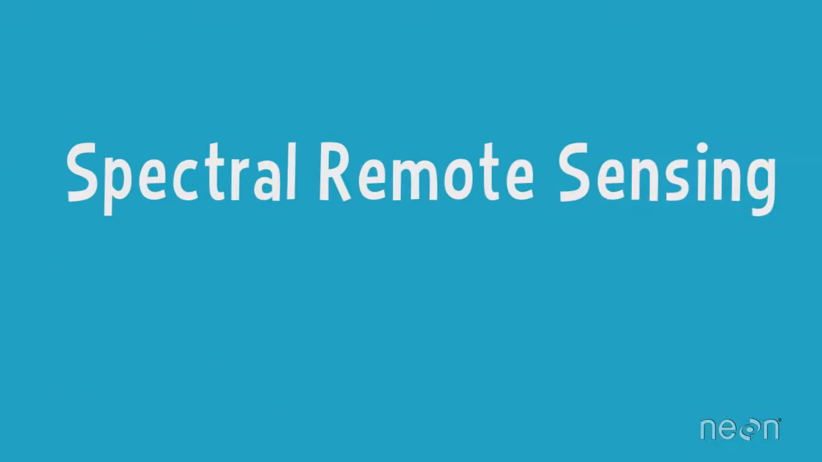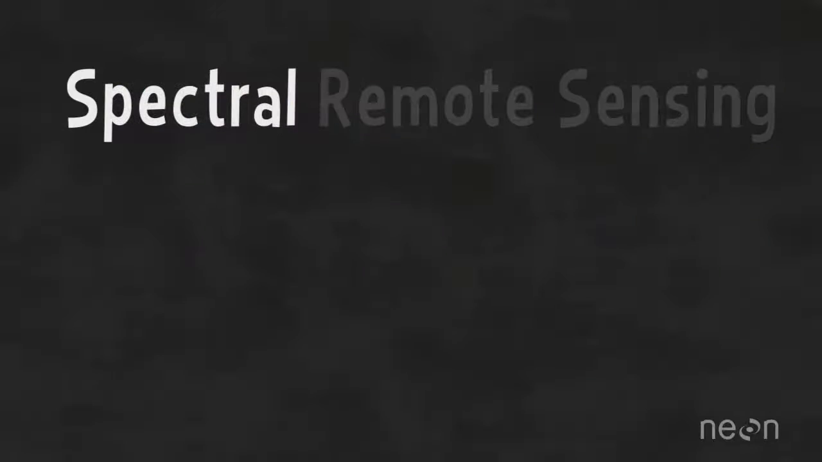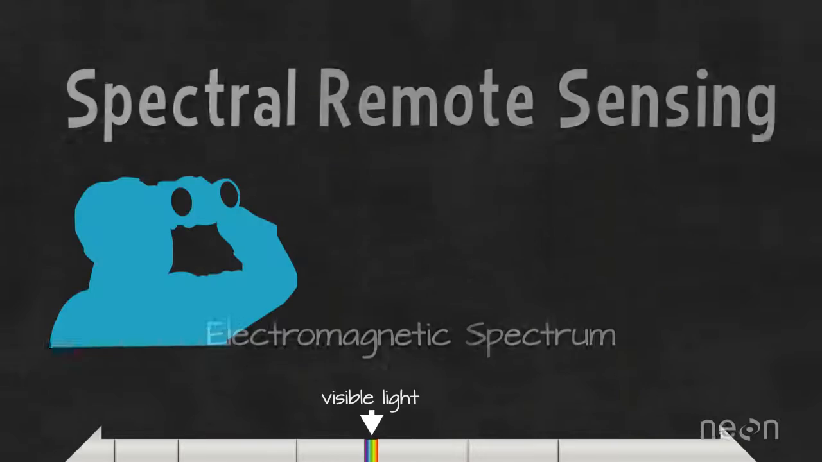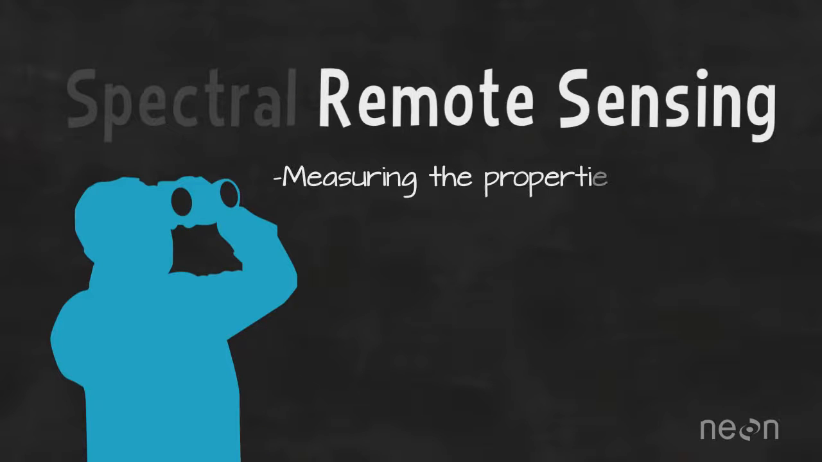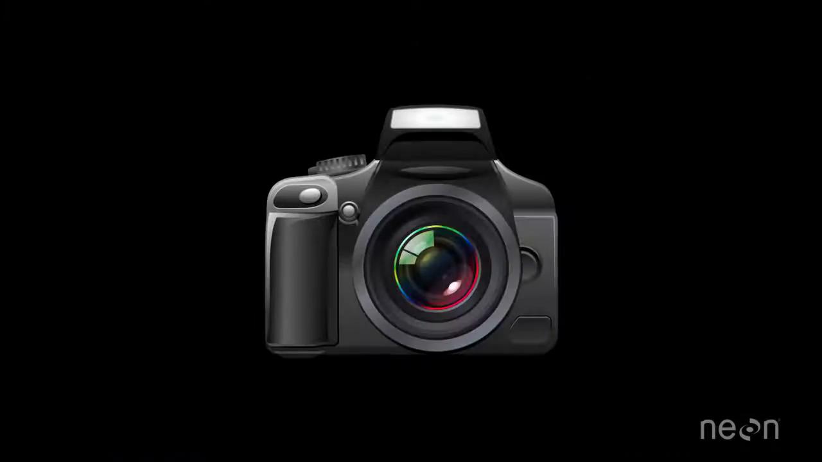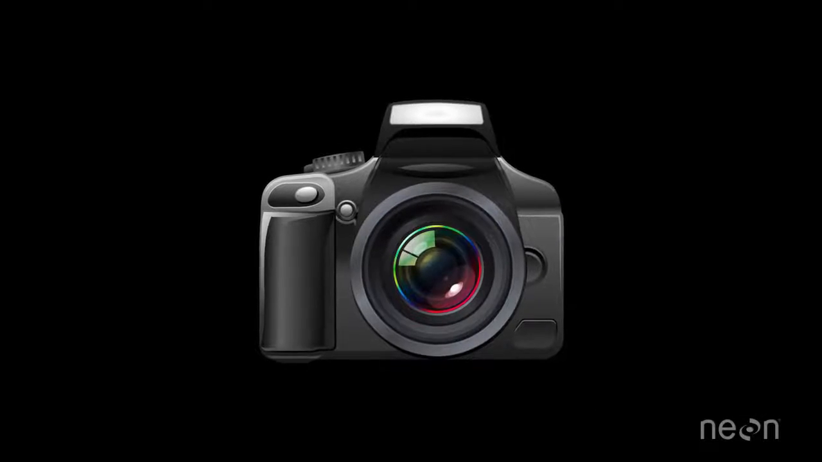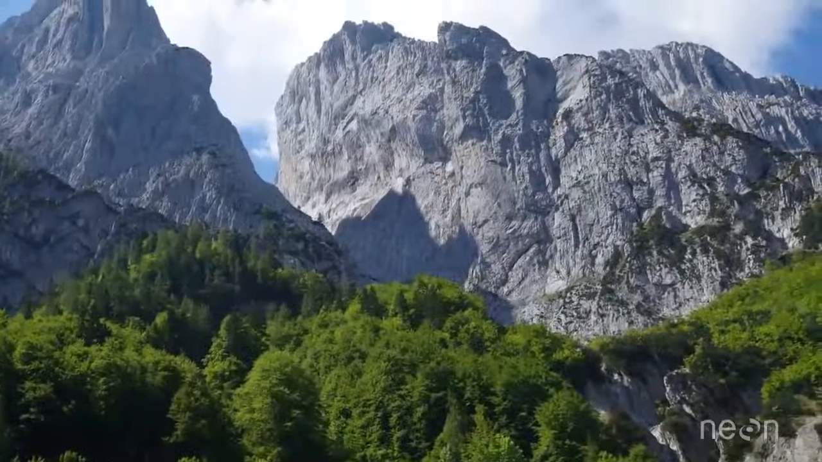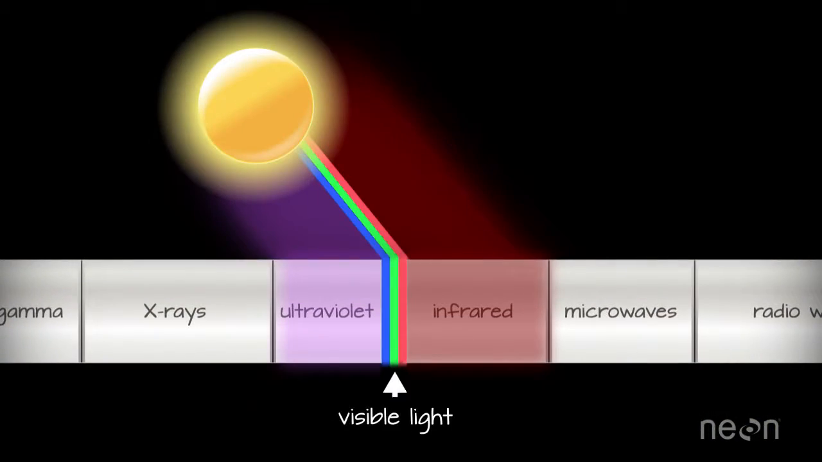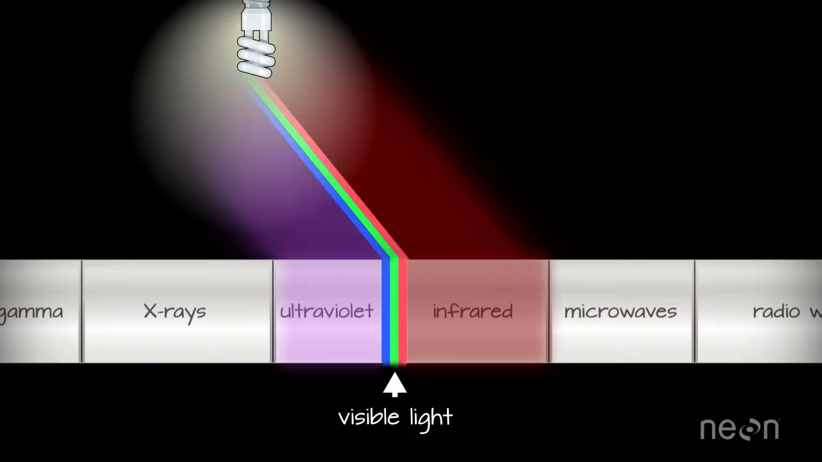If you've ever used a camera, then you know something about spectral remote sensing. Spectral relates to the electromagnetic spectrum, which includes light that is both visible and invisible to human eyes, and remote sensing involves measuring the properties of objects without directly touching them. The typical camera that you use measures and records visible light that objects like trees and rock reflect. This light might come from the sun, but it also might come from other sources, like light bulbs.